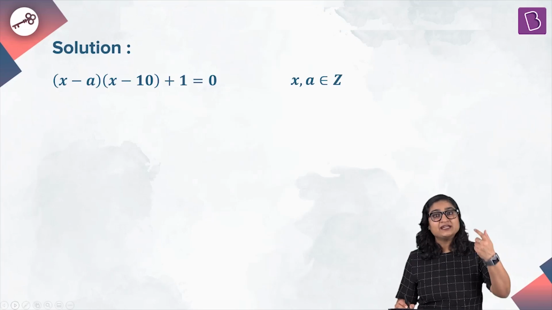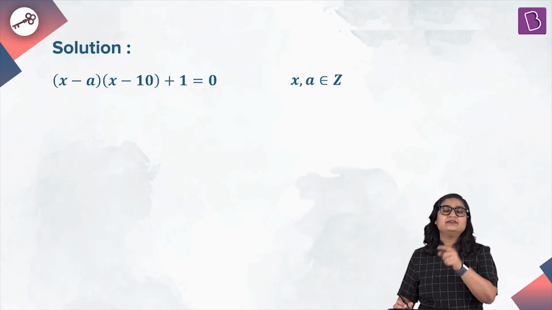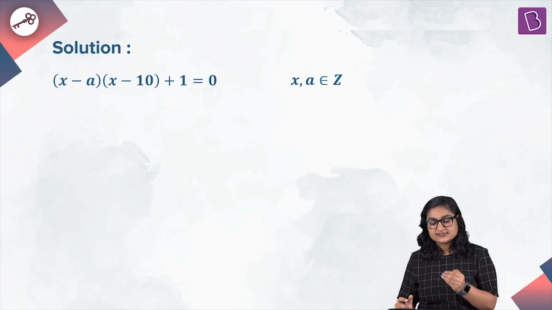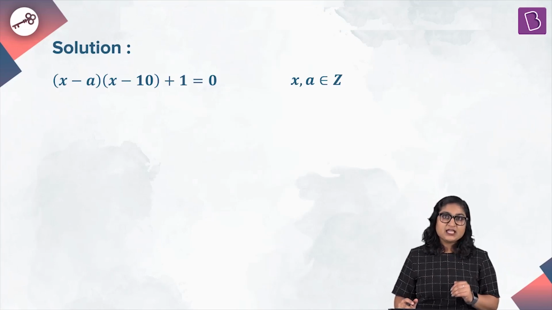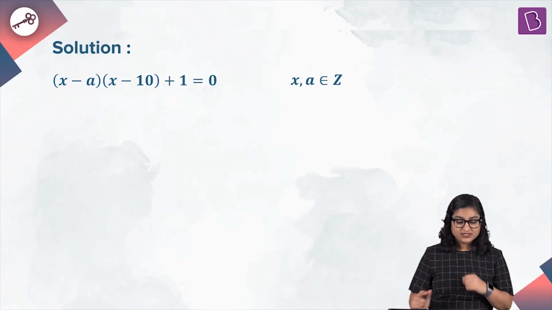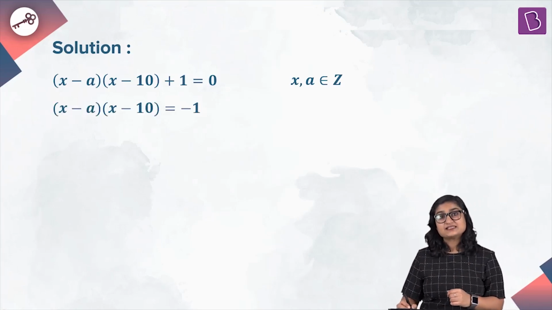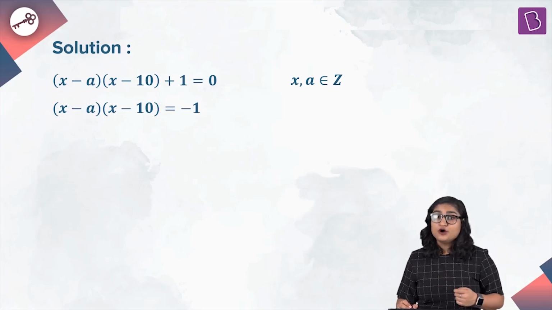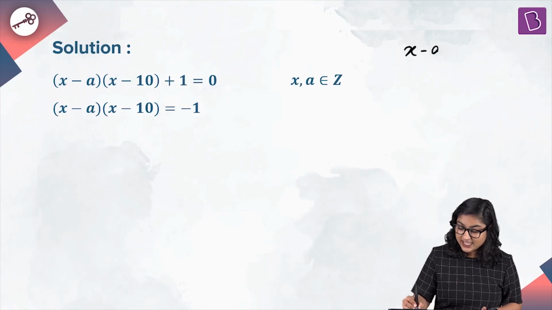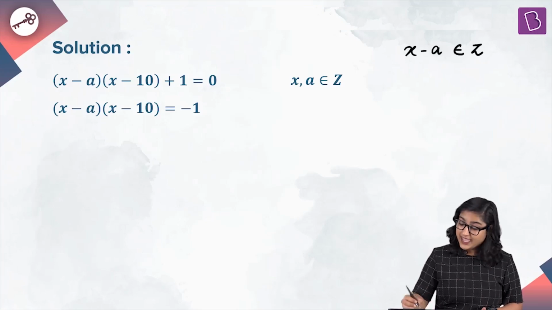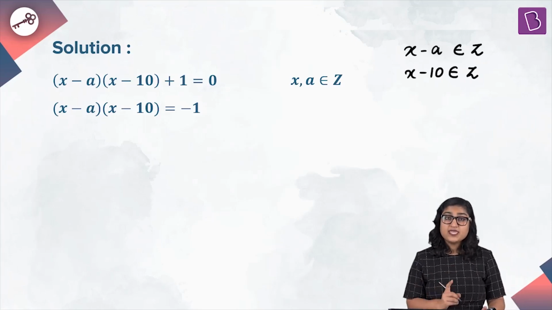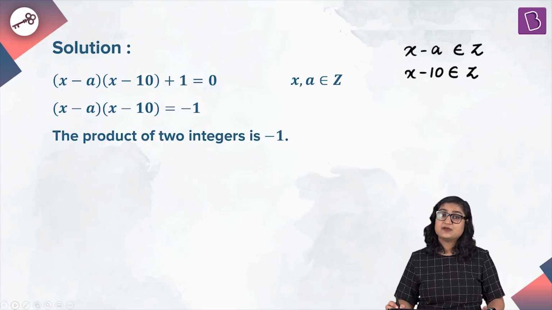Alright, because we have to find out the integral values of a such that the given quadratic equation has integral roots. So as we are dealing with integers, it's safe to assume that x and a belong to the set of integers. So if I take 1 on the other side, what I will get is x minus a times x minus 10 is equal to minus 1. Alright, if x and a belong to the set of integers, x minus a will belong to the set of integers. X minus 10 will also belong to the set of integers. That means we have product of two integers as minus 1.